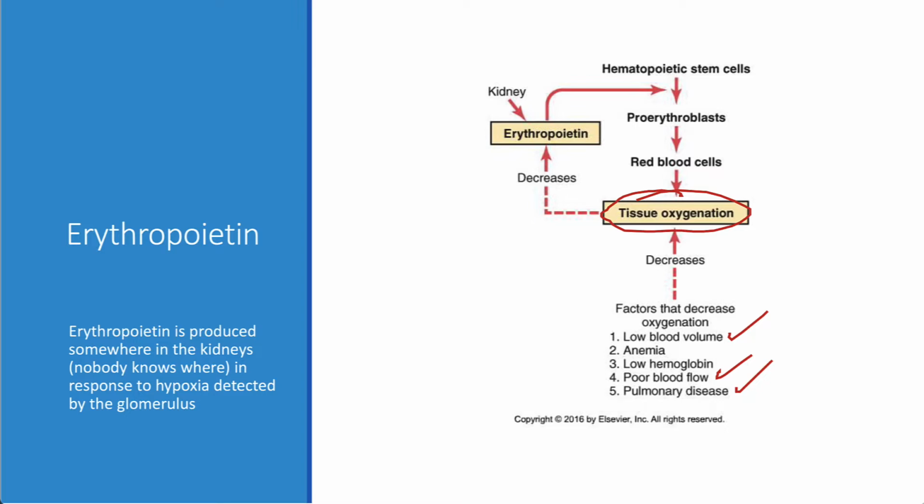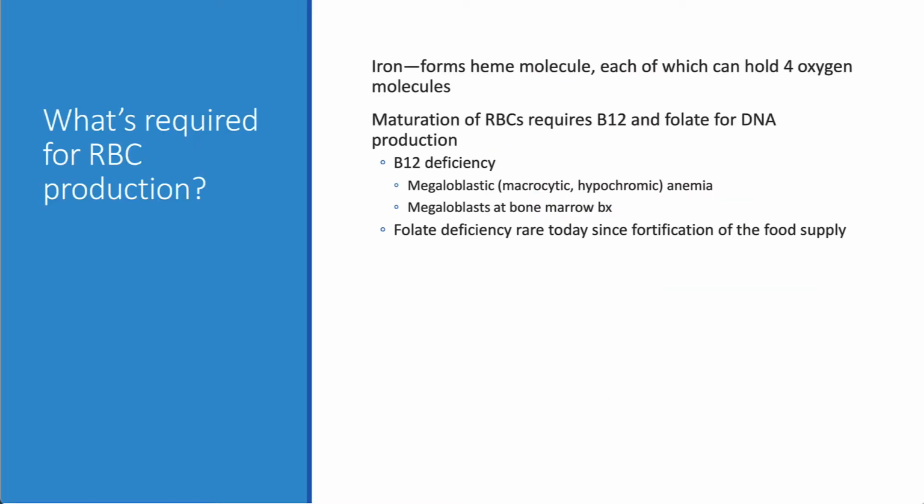Okay? So what's required for RBC production? Well, a whole lot of iron. In fact, about 20 milligrams of iron per day is required for red blood cell production. And to mature those, we need, again, B12 and folate.